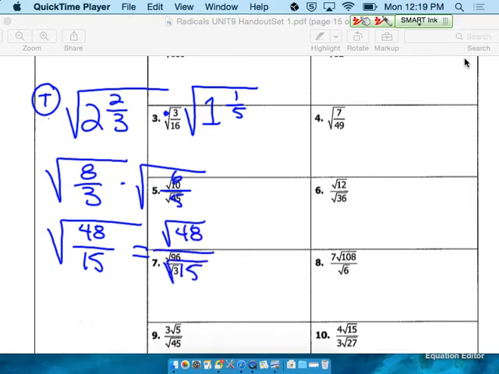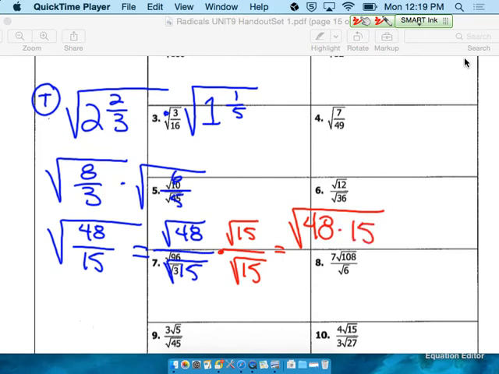And I'm going to express this so that I don't have that radical in the denominator. So radical 15 over itself. That's going to give me, under one big radical, 48 times 15 over the rational number 15. I'm going to stop the video here and ask you to simplify the numerator, which we all have the skills to do. The only new skill now is involving the denominators with the radical sign in the denominator.